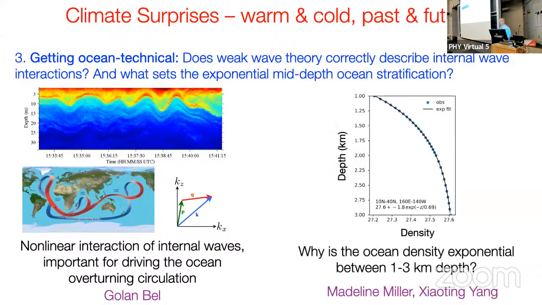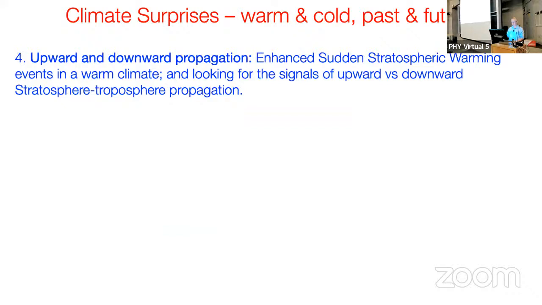And then we talked about the question, what makes the ocean stratification be so exponential in the mid-depth between 1 kilometer and 3 kilometers? And this was the work. So this is Golan Bell, my collaborator. And this is Madeleine, who was a postdoc, and Xiaoting, who was a PhD student. So you can see the stratification being so exponential, and we talked about what could lead to that.